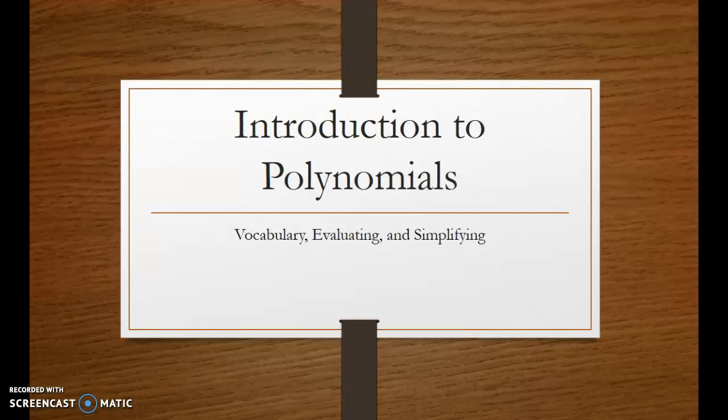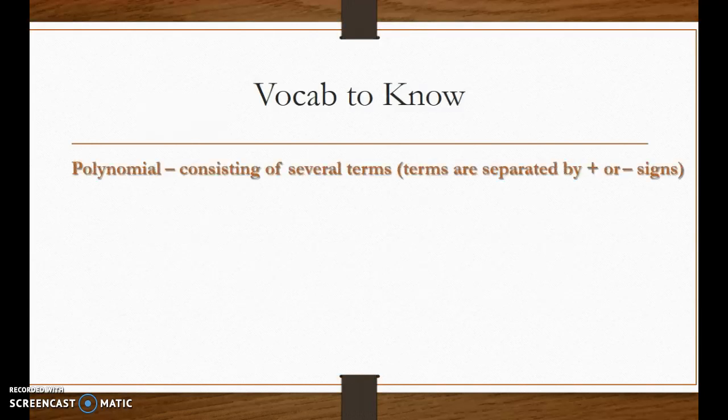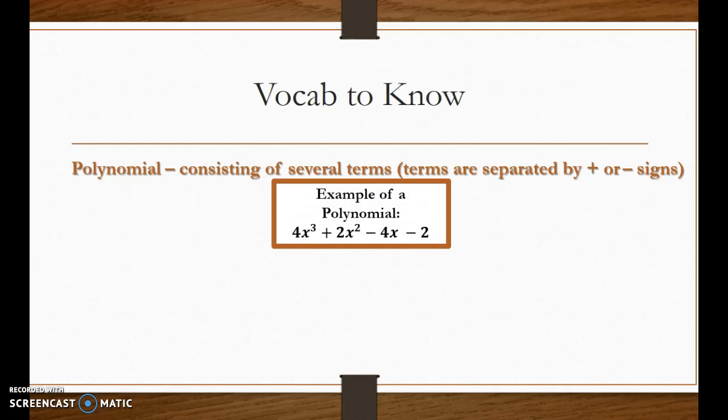Today we're going to talk about polynomial functions. Remember to take notes, write down the vocab words, and write down all examples. So polynomial is the first vocab word. It's consisting of several terms that is separated by an addition or subtraction sign. So this is an example of a polynomial.